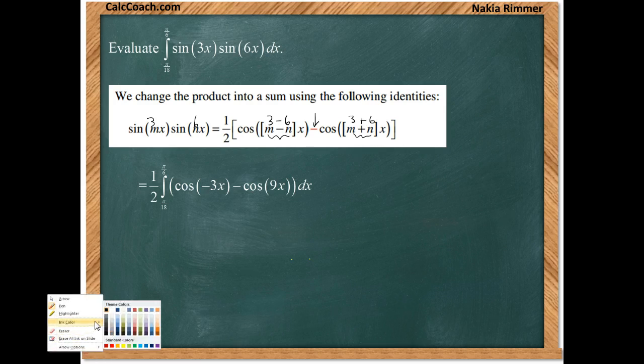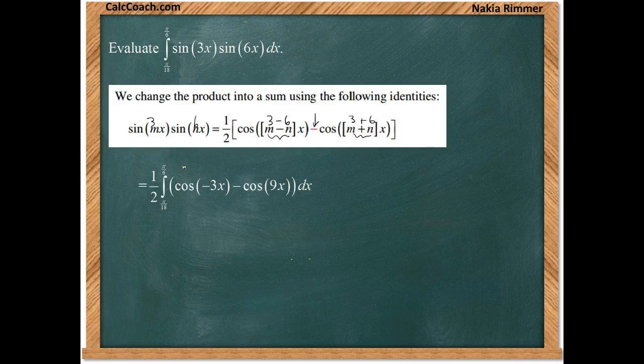Now, whenever you see a negative inside of a cosine, remember the property of cosine that it is an even function. When you replace the input by the opposite of it, what you end up with is just the function itself. The cosine of negative x is the cosine of x. And so this cosine of negative 3x will just be the cosine of 3x.